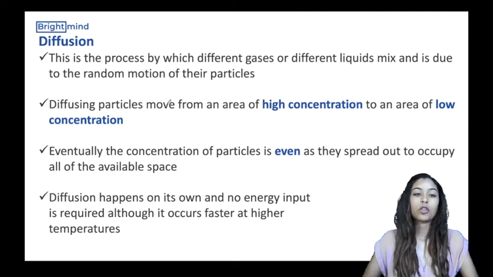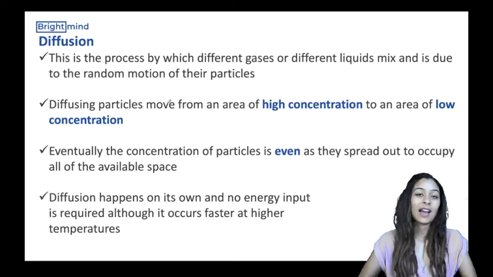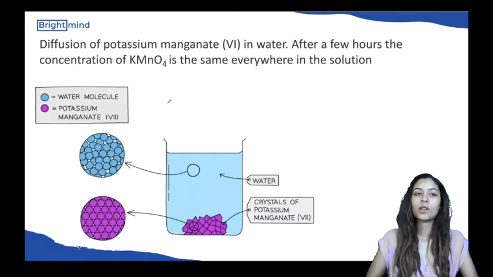However, it does occur faster at higher temperatures, because we know at higher temperatures there's a higher kinetic energy, meaning that the particles are moving around faster, and therefore diffusion is able to occur faster as well. So let's look at this diagram over here.